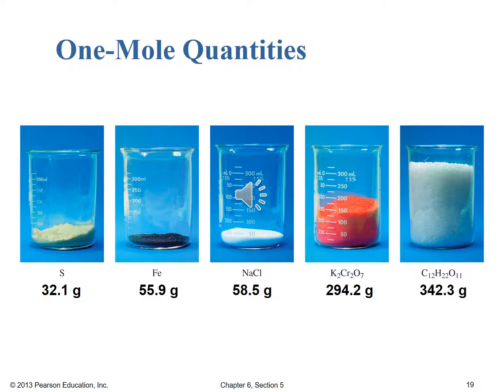And then when we go on to potassium dichromate or sucrose, table sugar there, C12H22O11, we see that we have increasingly higher masses, and at least after sodium chloride, increasingly visible volumes of these substances. But again, they all contain 1 mole of that formula unit, whether it's the element itself or whether it's a formula unit in the case of an ionic substance like sodium chloride and potassium dichromate, or a molecular compound like sucrose. All of these represent 1 mole of the substance of interest.